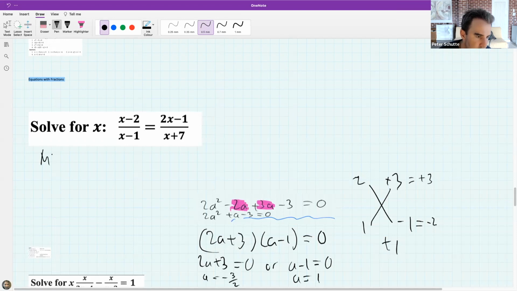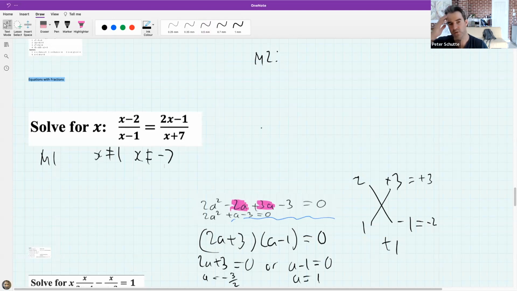I'll maybe try and do both of them here if I can. But for now, let's just fly solo for a bit, and then I'll come along and help. I would add, though, there's restrictions. X cannot be 1 and X cannot be -7, because that would cause division by 0.